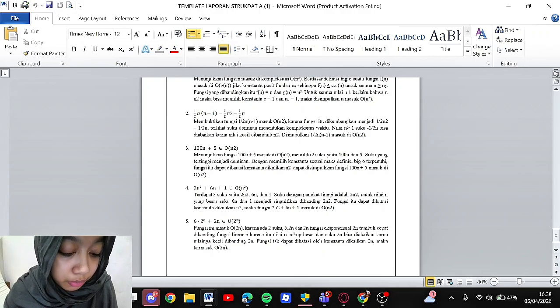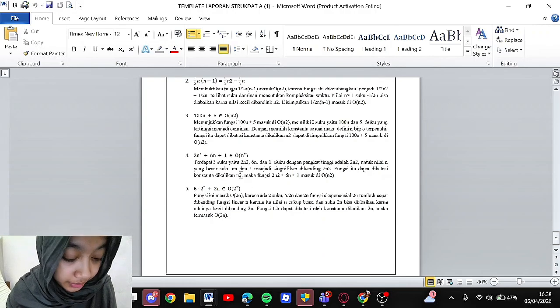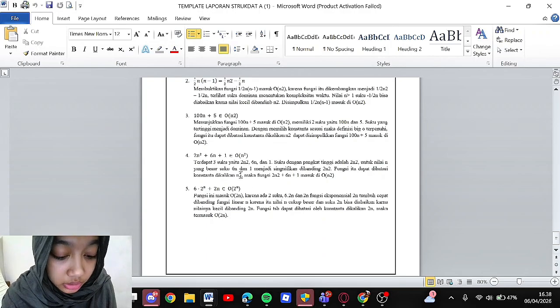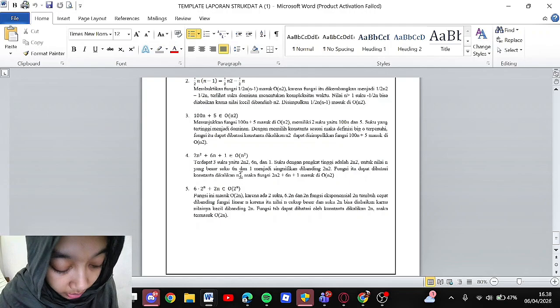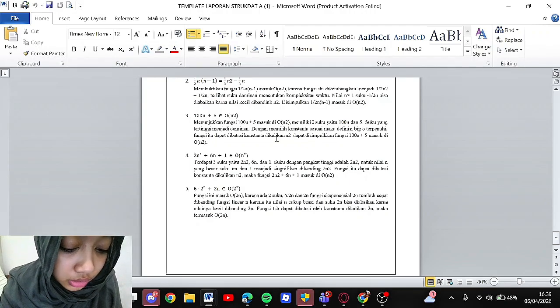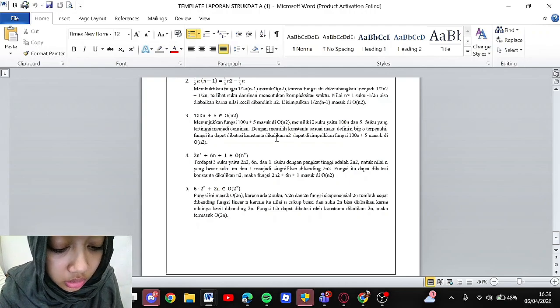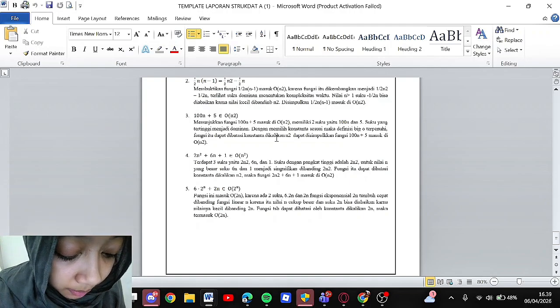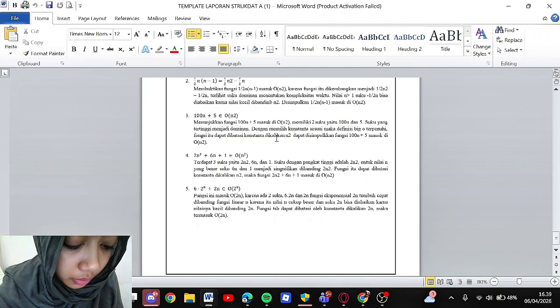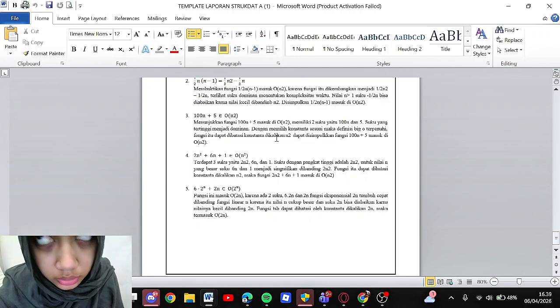The fourth proof is 2n squared plus 6n plus 1 belongs to O(n squared). The dominant term in this function is 2n squared. The remaining terms 6n and 1 become insignificant for a large value of n. Therefore, the function is bounded by n squared and belongs to O(n squared).